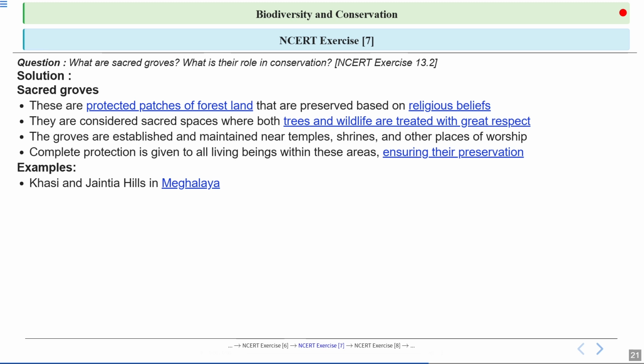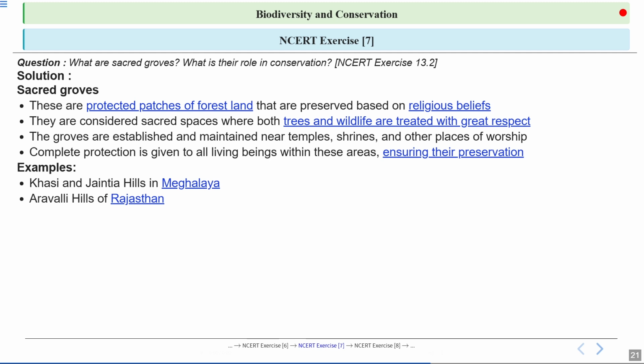Now, these regions are part of the Eastern Himalayas, which is a biodiversity hotspot as well, supporting a wide variety of flora and fauna. The hills have a subtropical climate with high rainfall, contributing to the lush greenery and the presence of numerous waterfalls and rivers.